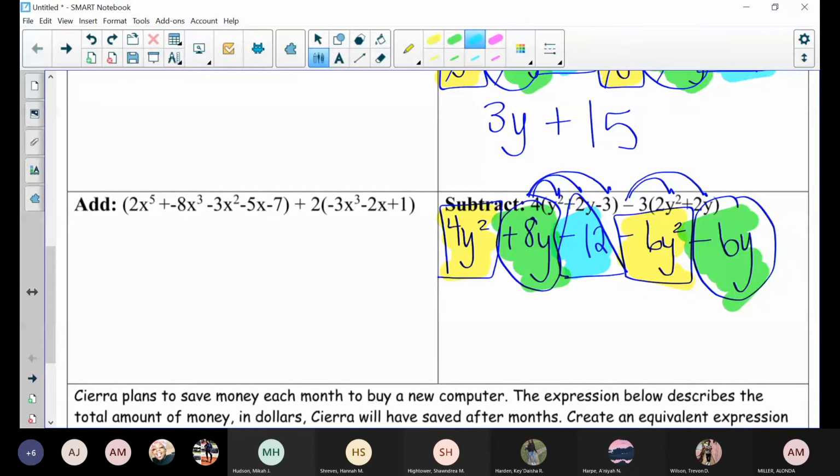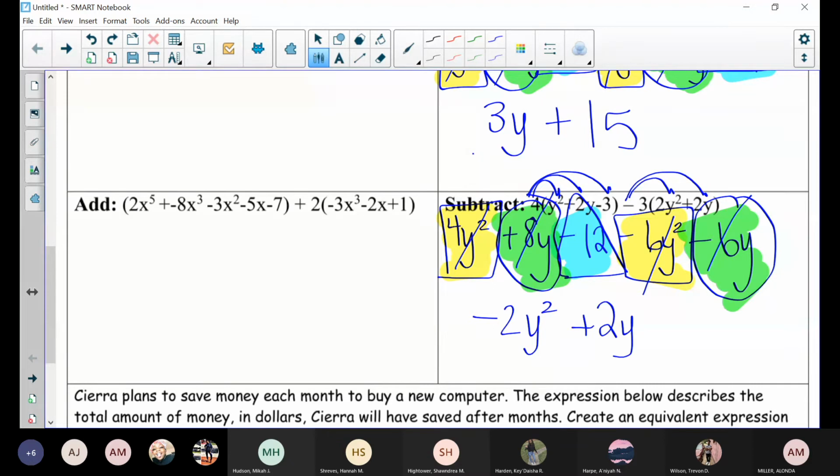I'm looking at 4y squared minus 6y squared. That should have given you a negative 2y squared. 4 minus 6 is negative 2. Crossing them out, I've used them. 8y minus 6y is positive 2y. So plus 2y. 8y take away 6 is 2. I've used these, they're gone now.